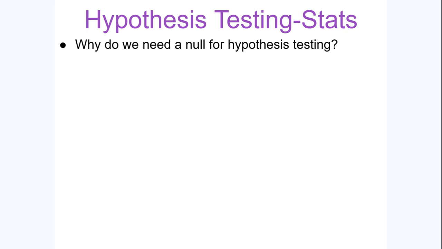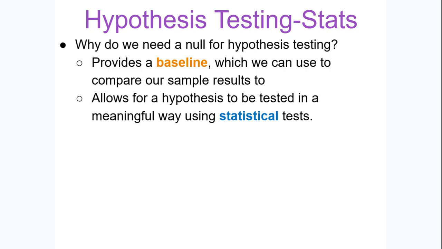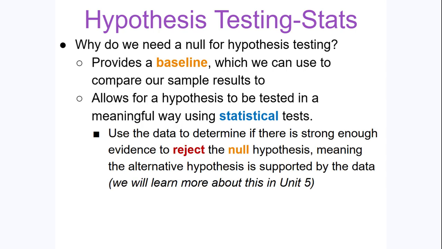Why do we need a null hypothesis for testing? It provides a baseline, which we can use to compare our sample's results to. It allows for a hypothesis to be tested in a meaningful way using statistical tests. So if you are doing math, you must include a null hypothesis when you're doing research, but we're going to make a habit out of this class. We're just going to include both. Use the data to determine if there is strong enough evidence to reject the null hypothesis. So when there is a null, you either support it or you reject it. If you reject it, that means the alternative hypothesis is supported by data.